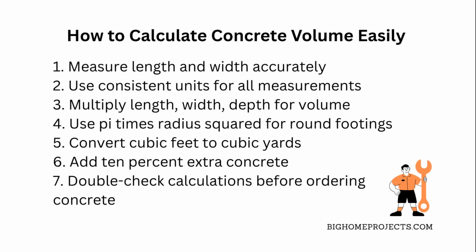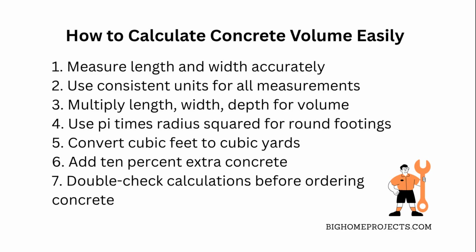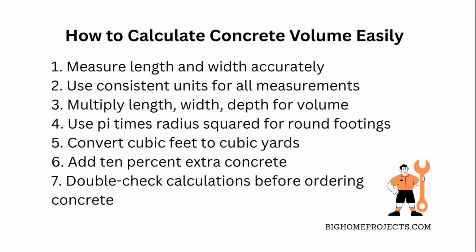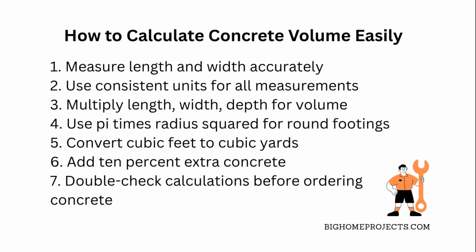Once you get your volume in cubic feet, convert it to cubic yards by dividing by 27, since concrete is usually sold by the cubic yard in the US. If you want to be safe, add about 10% extra to cover spillage or uneven ground. Also, double check your numbers before ordering because it's way easier to adjust before the truck arrives than after it's poured.